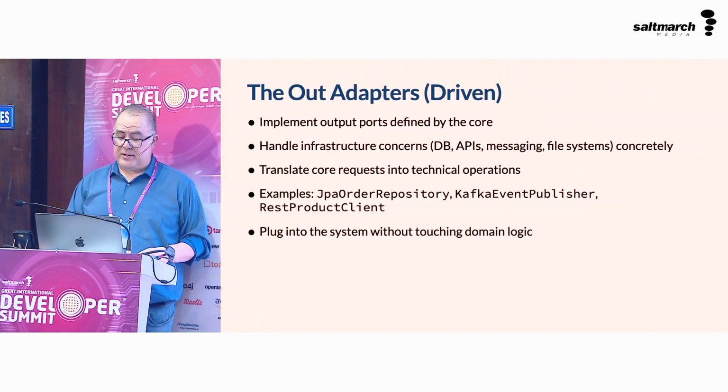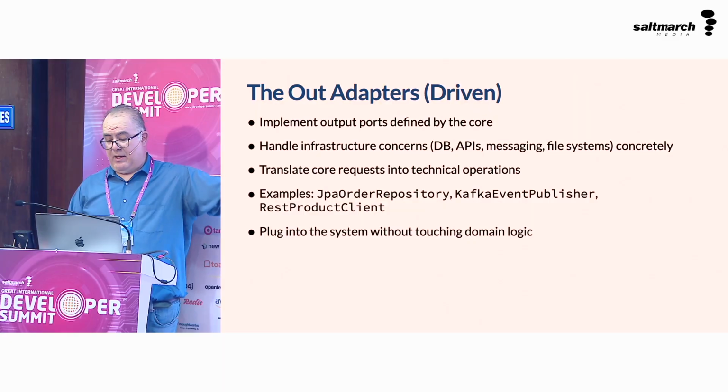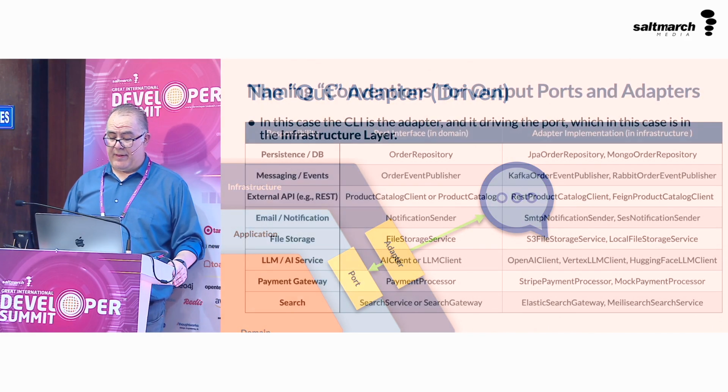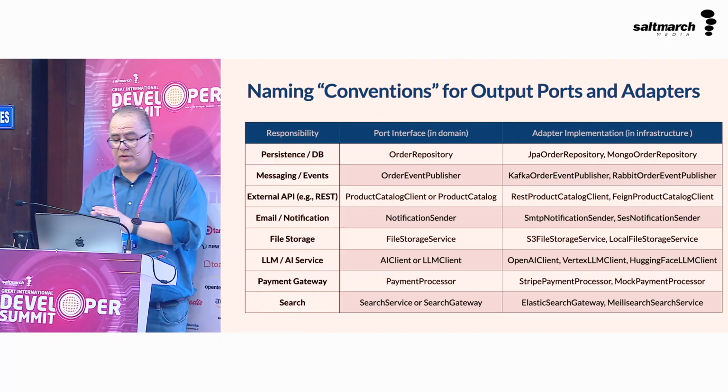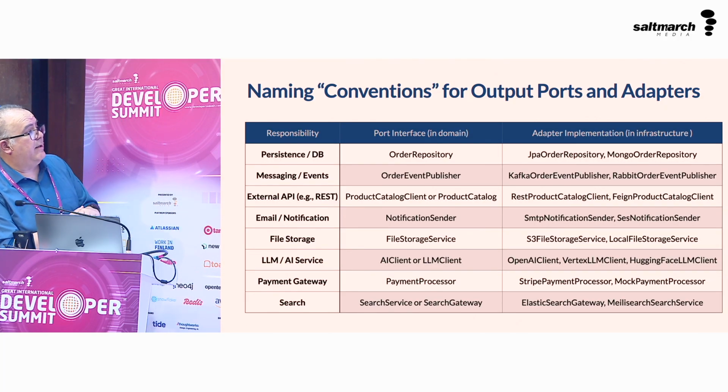The out adapters. Again, JPA, Kafka, REST client. So if you need to make a RESTful call to something else, your adapter is going to be that concrete implementation. And that's the idea for that. Now, we can use various names for this, and these are just opinions on my part here. But you can have naming conventions for that.